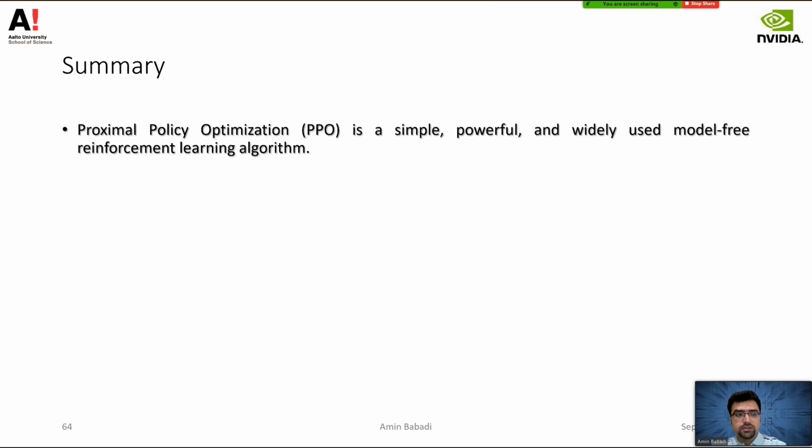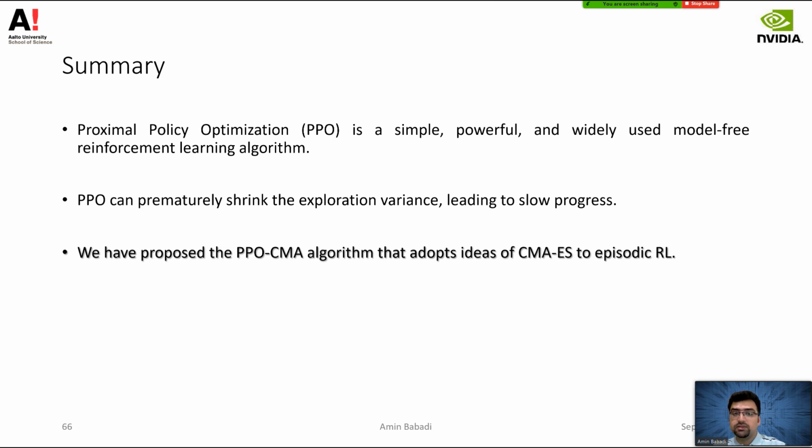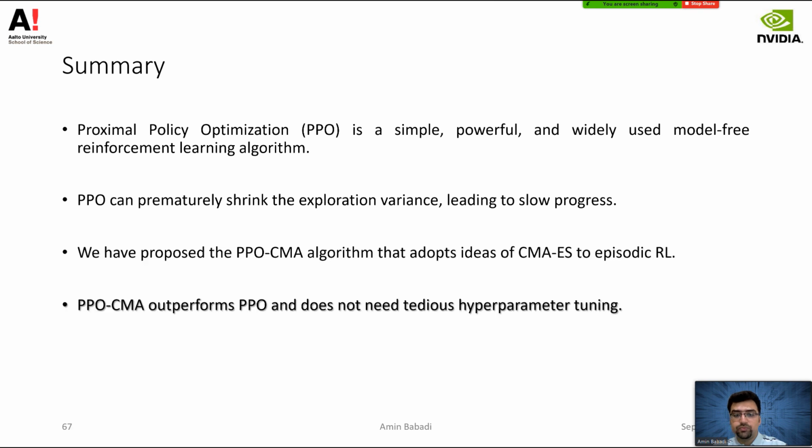To summarize, in this paper, we studied Proximal Policy Optimization, or PPO, which is one of the most popular reinforcement learning algorithms. We then showed that one of the caveats of this algorithm is that it can prematurely shrink the exploration variance, which leads to slow progress. We then adopted some ideas of the famous CMA-ES algorithm to episodic RL to propose our PPO-CMA algorithm to mitigate that issue. And we showed that PPO-CMA outperforms PPO and does not need tedious hyperparameter tuning.